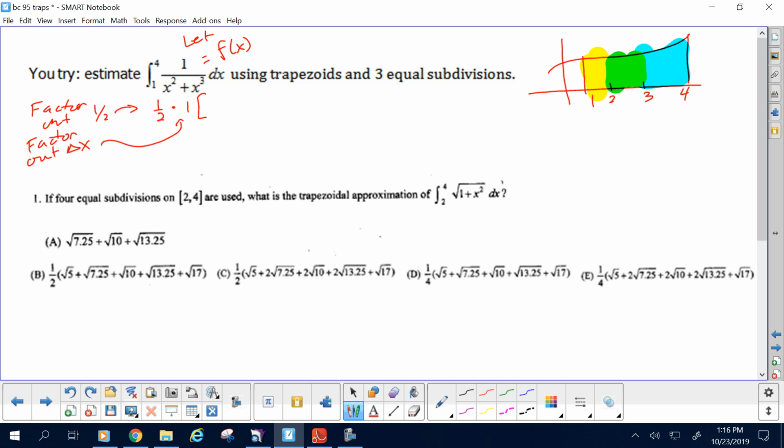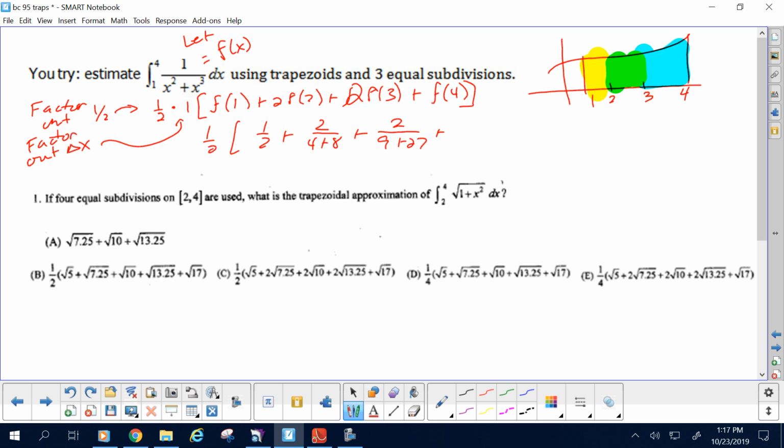Okay, if I let f of x equal this interior function, then the inside is f at 1 plus 2f at 2, 2f at 3, sorry I made a mess of that, and a single f at 4, yeah? So did you get something like 4 plus 8 plus 2 over 9 plus 27? That's not much fun. 1 over 16 plus 64. What did you get for an answer? Anybody? 0.367.